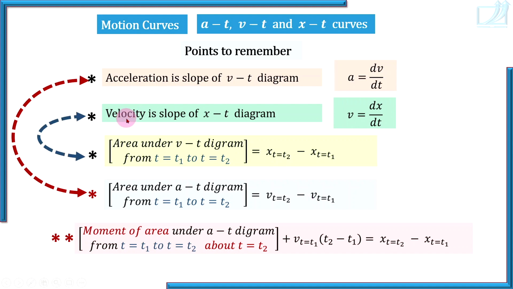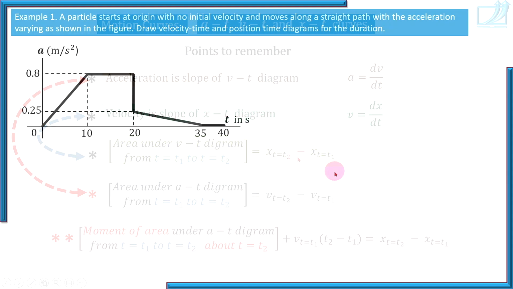Similarly, if I ask you how velocity is related with xt diagram, listen to the statement very carefully. How velocity is related with xt diagram? You should say velocity is slope of xt diagram. But other way around, if I ask you how velocity diagram, Vt diagram is related with position, then you should say area under Vt diagram gives change in position.